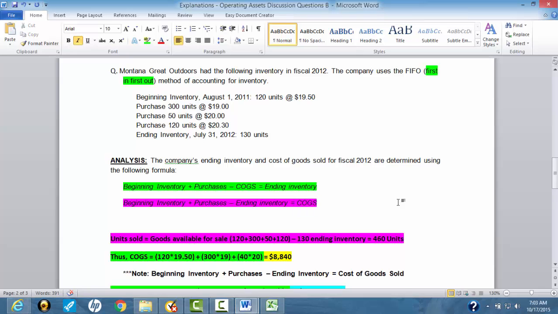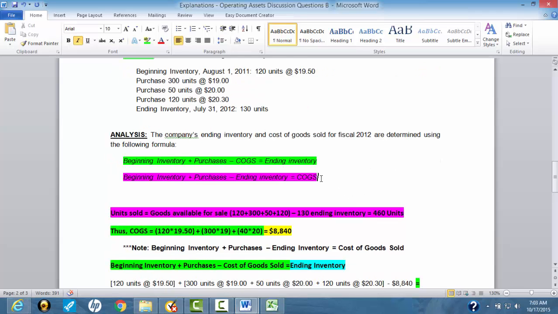Now, on this basis, we can determine the number of units sold using the above formula. And we start off with the beginning units, 120, which is right here, plus the purchases. Now, the purchases were 350 and 120. So 350, 120, minus the ending inventory, which is 130. That gives us 460 units being sold.